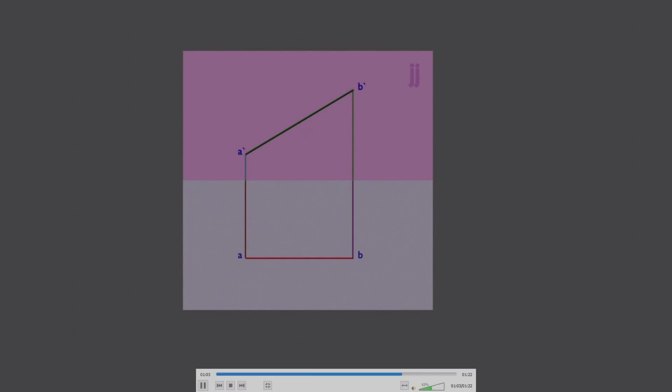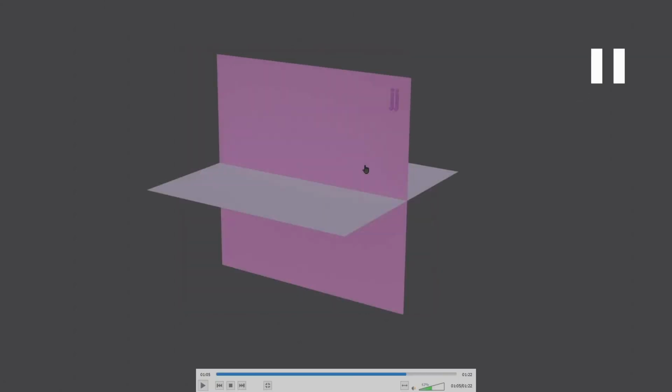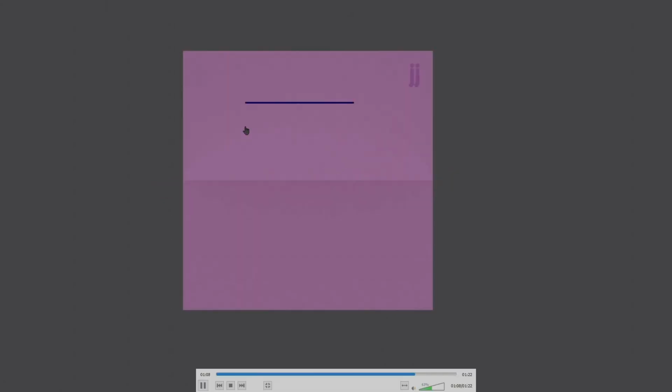Now we will move on to the last one, that is a line inclined to the vertical plane and parallel to the horizontal plane. Now I have placed a line there. If you look at the front view, you can see that this line is parallel to the XY line, which means that it is parallel to the horizontal plane. Now if you look at the top view, you can see that it is inclined to the vertical plane. It is inclined to the XY line.